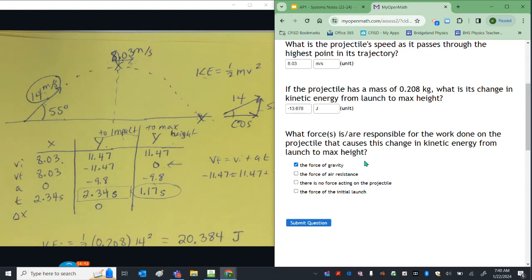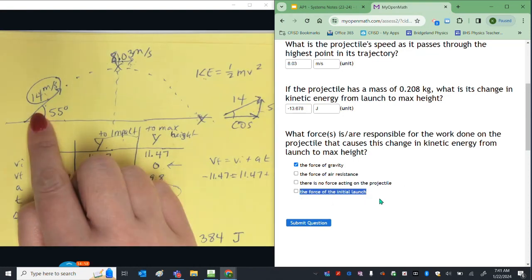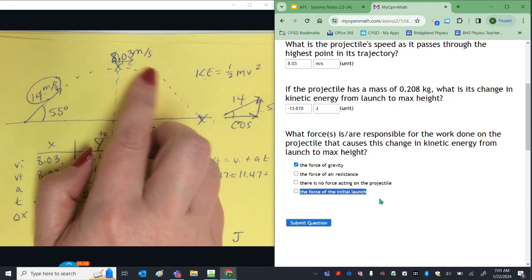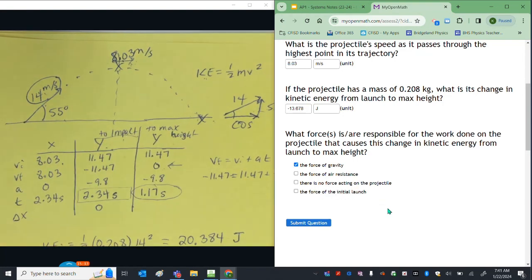I do have gravity. The initial launch. Okay, yes, there is an initial force to get this thing moving. However, as soon as that hand or that slingshot or that cannon or whatever it is stops touching it, that force is no longer acting on it. Once it's in the air, it's a projectile. The only force acting on it is gravity. That is the only answer you should select.